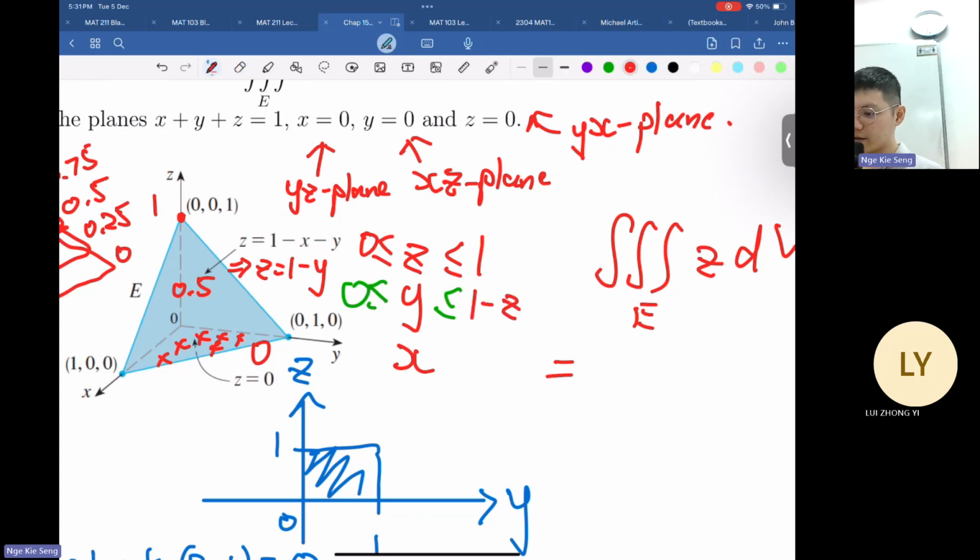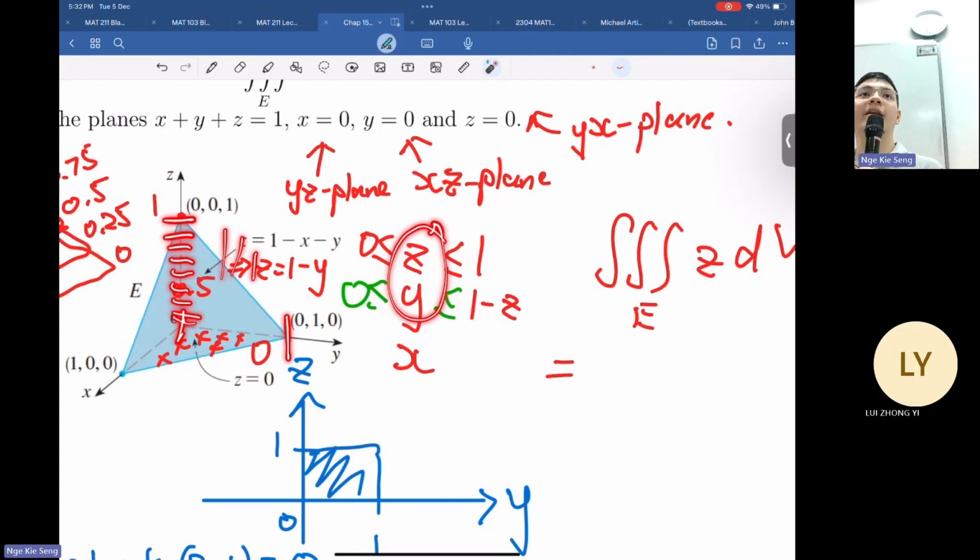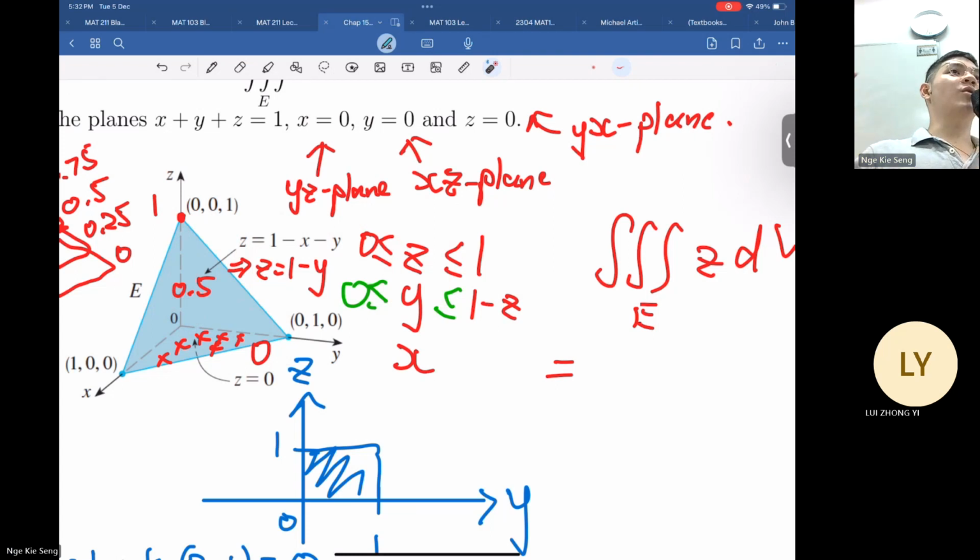Now you look at how this line changes. You fix the z, and then see how the y changes. On which plane? The ZY plane. Because we are not discussing x yet. So we just look at the ZY plane. The trick here is, if you look at z first, you just look at the interval of z. If you look at y second, what do you do? You look at the ZY plane.